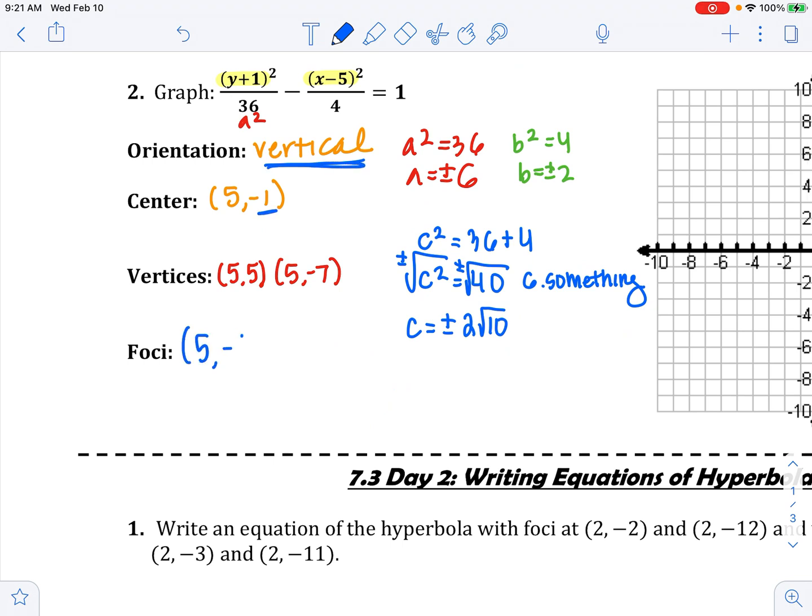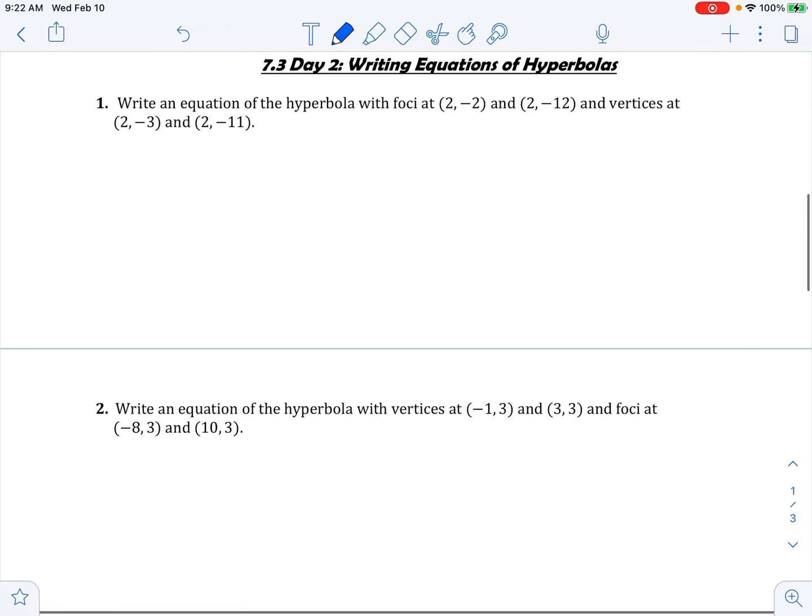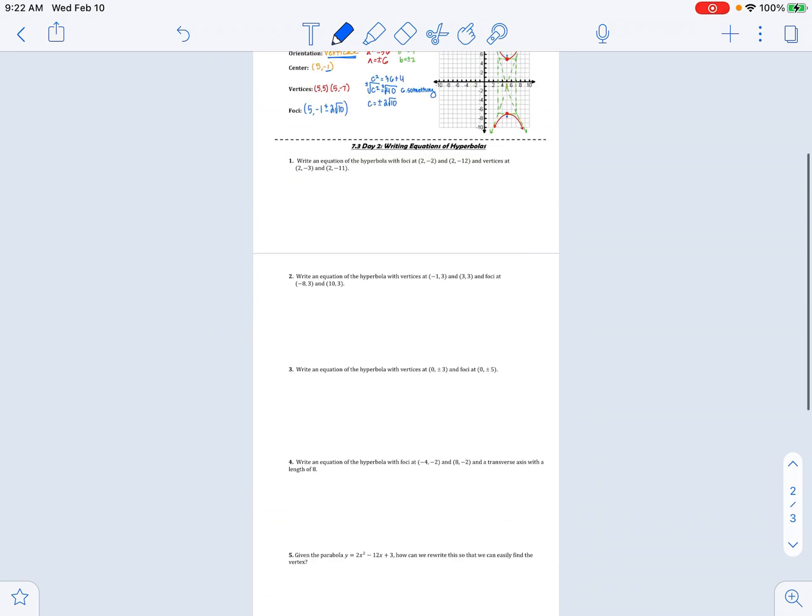Okay, so floating once again, so I'm going to use my center for help. I moved vertically, so I'm going to change the y value. So the 5 is going to stay the same, but from -1, I went up and down 2 root 10. And that's it. Okay, so let's move on to writing equations of a hyperbola.